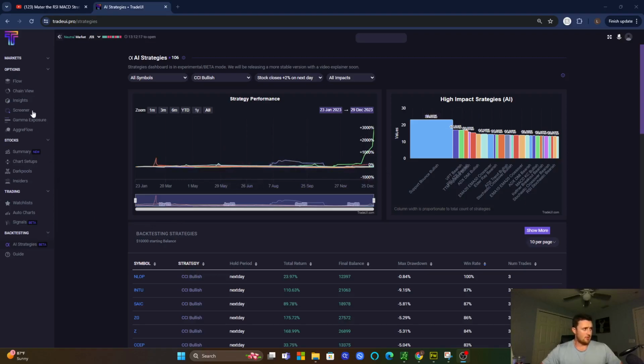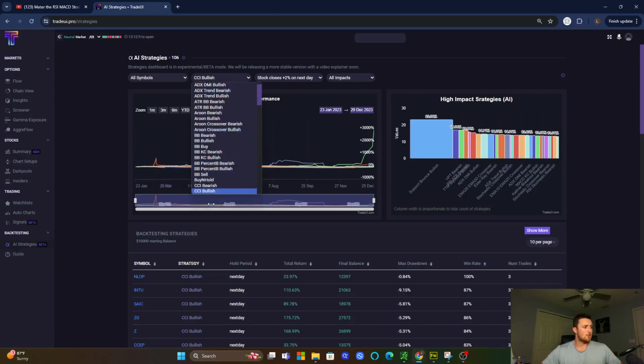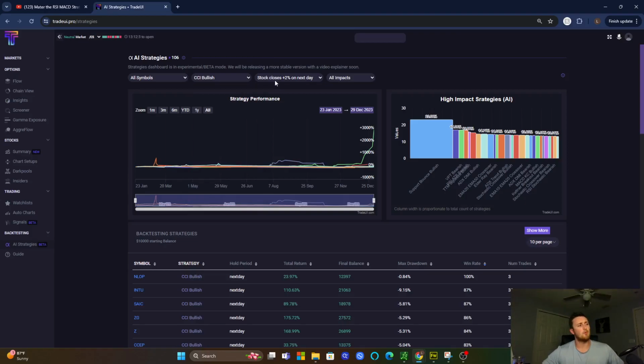And what you can do is you can go down to backtesting strategies and you can go to AI strategies. What we want to do is look for the CCI bullish setup, which is in all these strategies here. I believe there's 106 strategies to choose from. And then we're going to do stock closes 2% up on the next day. What that does is it helps us identify when there's a CCI breakout because the stock price is expected to break out.